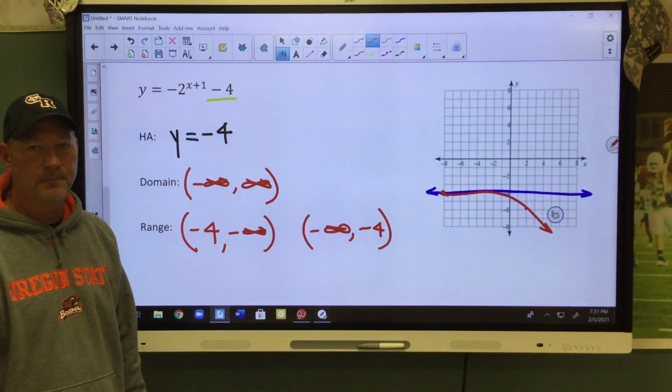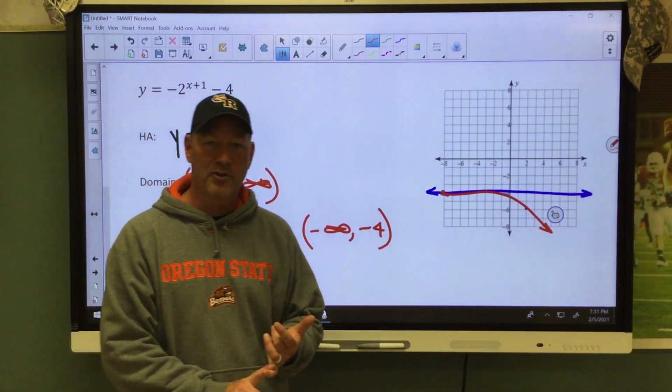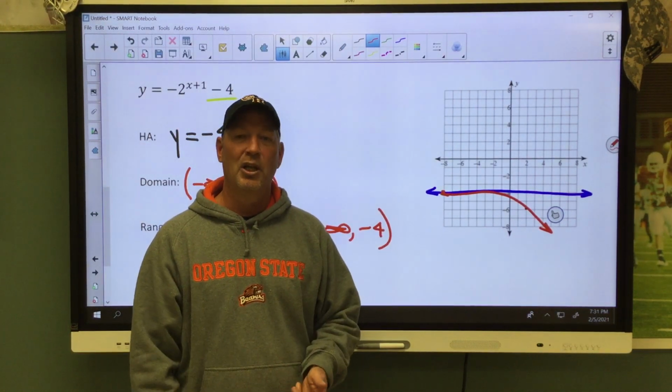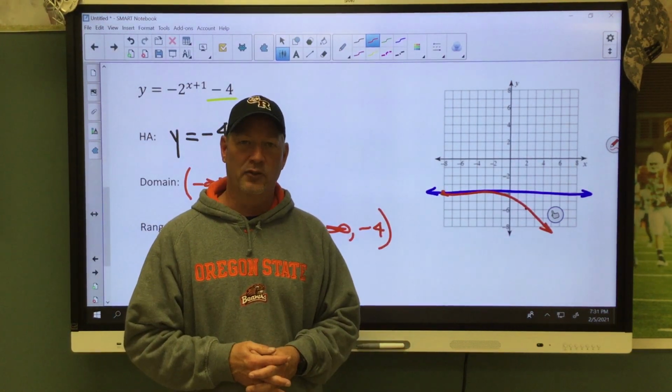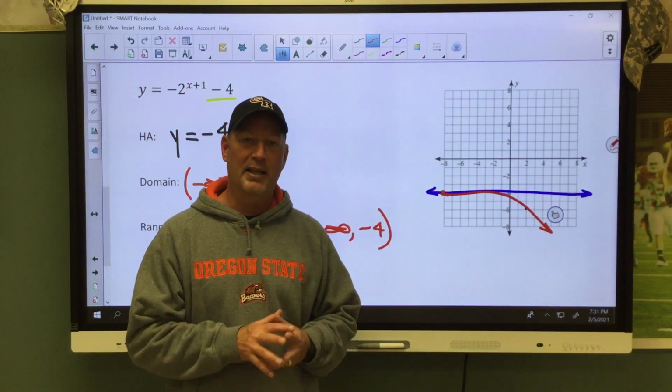Doesn't change the answer. All right, so what did we show you today? We showed you how to find the inverse of an exponential equation. We showed you how to find the inverse of a log equation. We talked to you about graphing, some transformations. We showed you how to find a vertical asymptote and a horizontal asymptote.